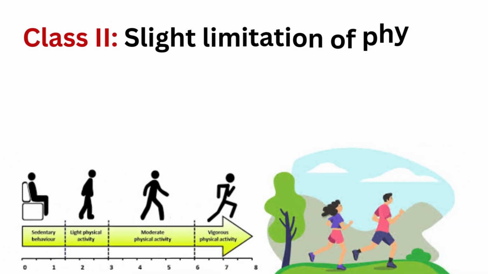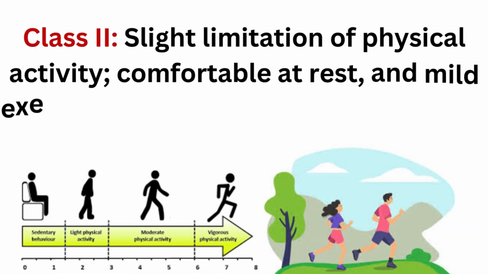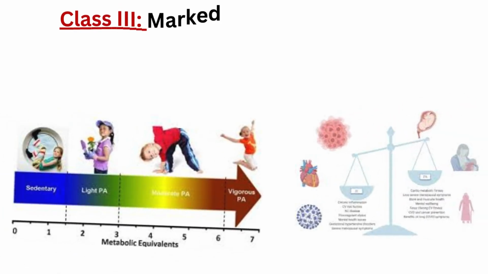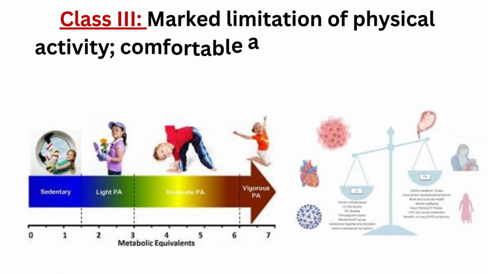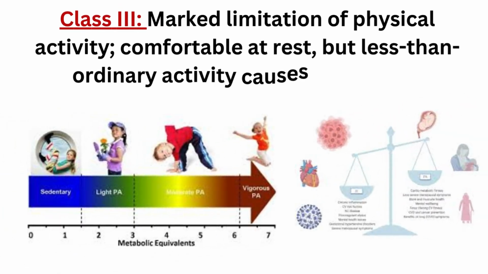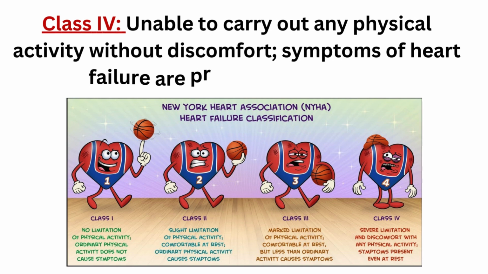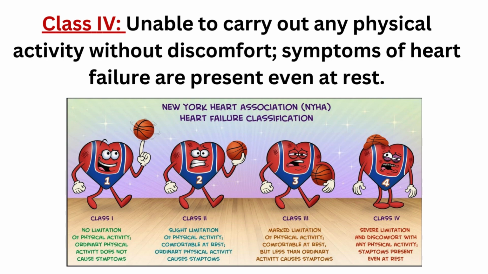Class 2, slight limitation of physical activity, comfortable at rest and mild exertion but ordinary activity results in symptoms. Class 3, marked limitation of physical activity, comfortable at rest but less than ordinary activity causes symptoms. Class 4, unable to carry out any physical activity without discomfort. Symptoms of heart failure are present even at rest.